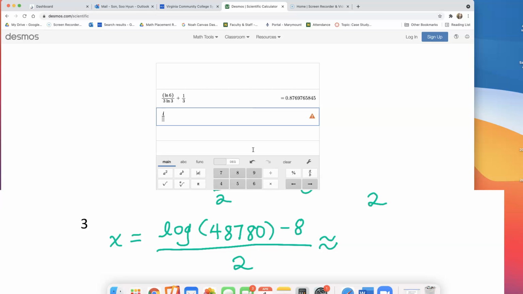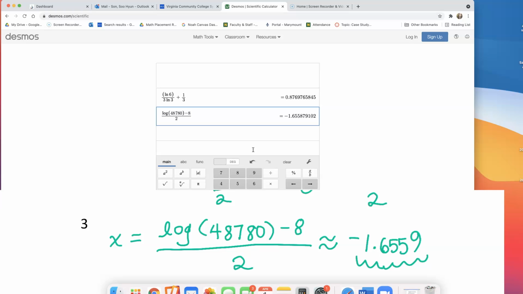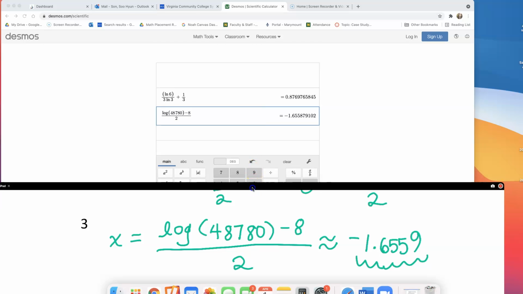So this is log, L-O-G, parenthesis, 48780, close the parenthesis, minus 8, and I'll divide that by 2. The answer is negative 1.6559.